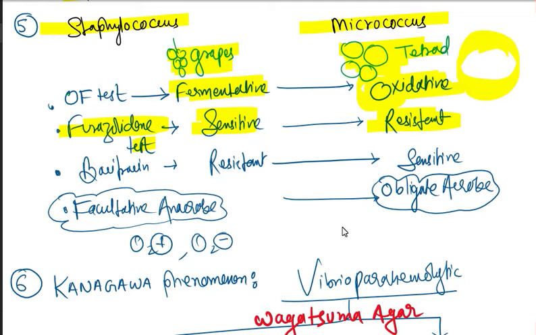Bacitracin is resistant in Staphylococcus, and the same is sensitive in Micrococcus. Staphylococcus is actually a facultative anaerobe, so it likes oxygen, and without oxygen too it can live, but Micrococcus requires oxygen. So here again big O indicates oxygen.